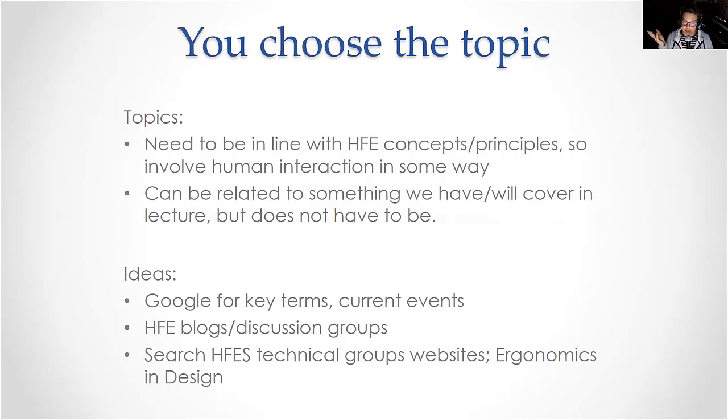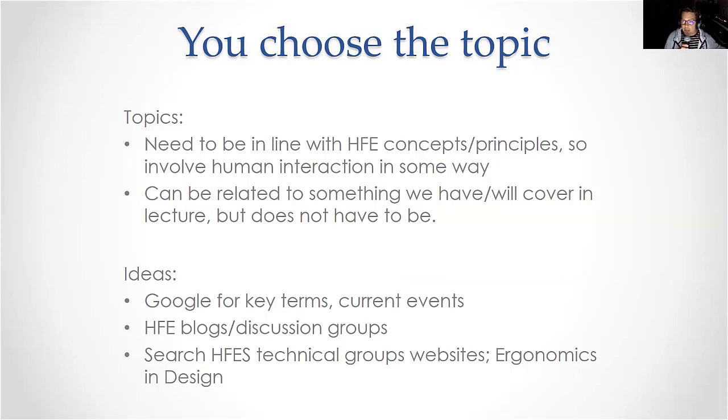Where can you go for ideas? Google key terms. You could do a Google for bad designs. You could do a Google for something like worst cell phone design or worst gas pump interface or TV remote. You can search around and find those things. Current events are very interesting and very timely to find information on. You can go to discussion boards or blogs on topics that have to do with human factors and ergonomics.